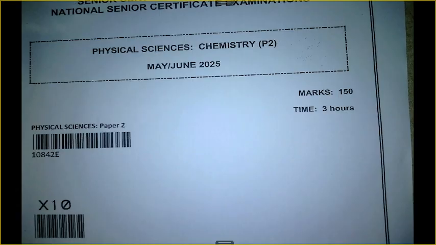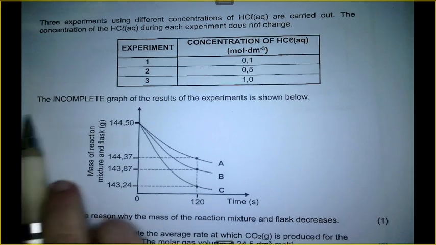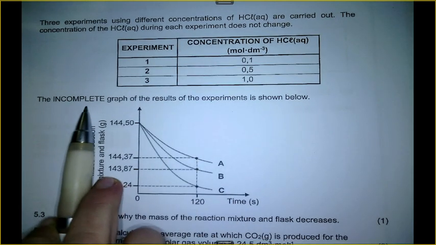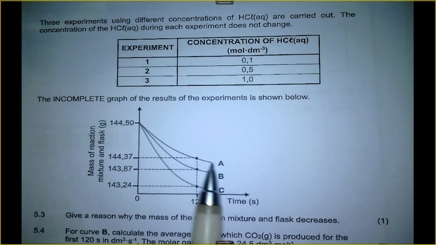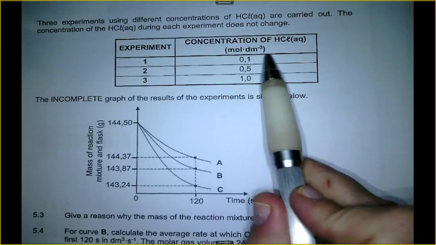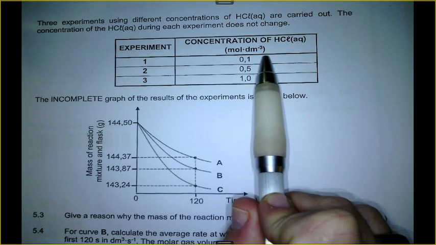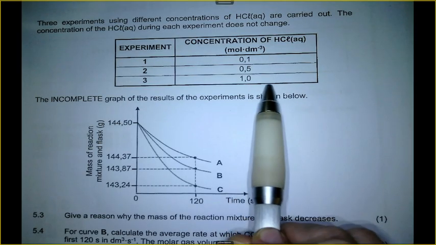So, here we get to the fun stuff. The experiment gives you different concentrations, and the incomplete graph, that means that this could carry on going. Right, cool, fantastic. The incomplete graph is there. If you look at these concentrations, can you guys see one, lowest concentration, then up, then up? Good.